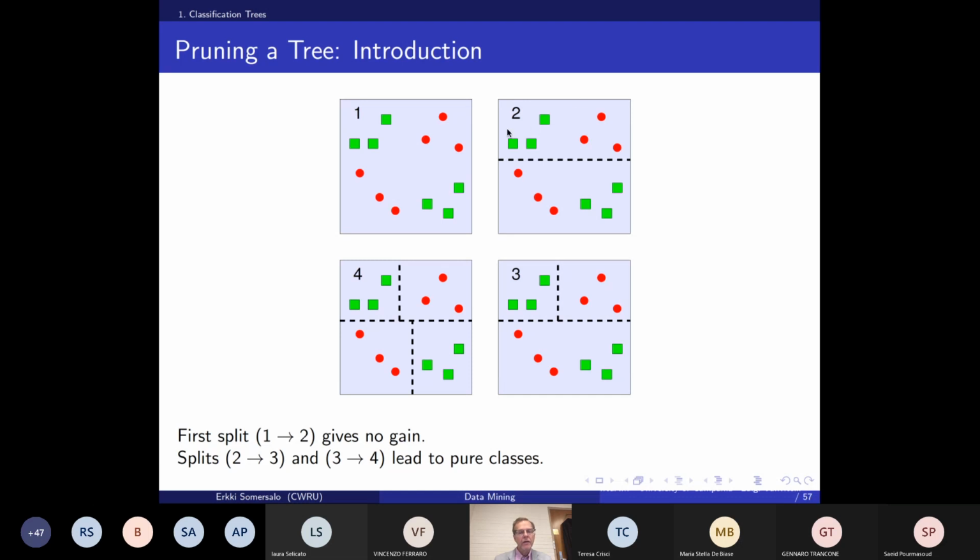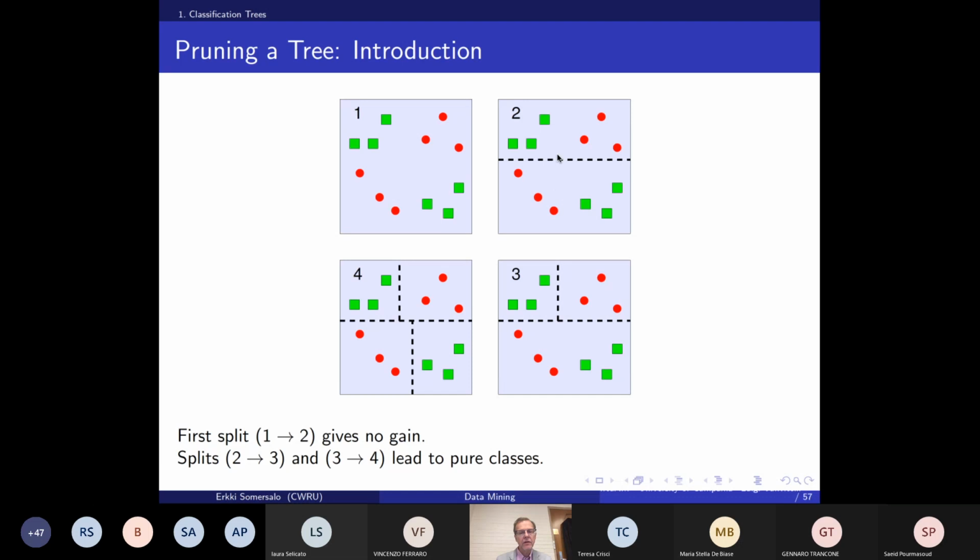Now, if you look at the change in the Gini index from 1 to 2, and if you do the calculation, you see that the impurity is not changing at all. So delta G from 1 to 2 is 0. So why is that? Because if you look at the impurity of rectangle number 1, exactly 1/2 of points are in red, and exactly 1/2 is in green. So the impurity is maximal here.